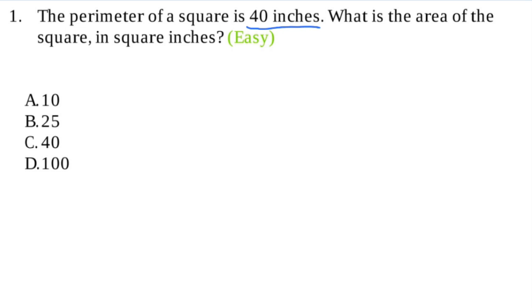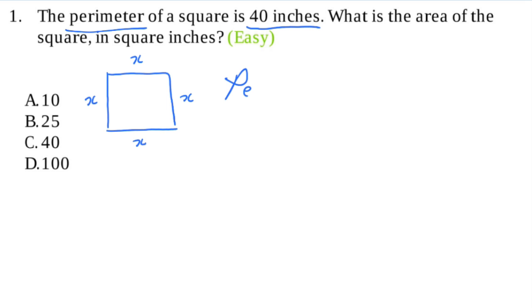Question number 1. The perimeter of a square is 40 inches. What is the area of the square in square inches? Whenever the question asks for a perimeter, area, or volume, I strongly encourage you to draw the diagram. So here we have a square, and I'm going to give sides a variable called x.